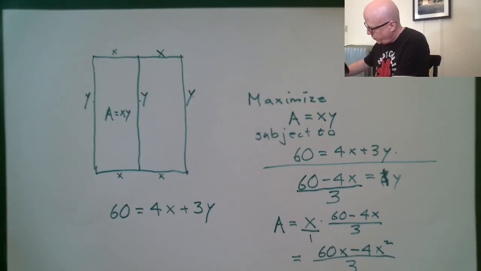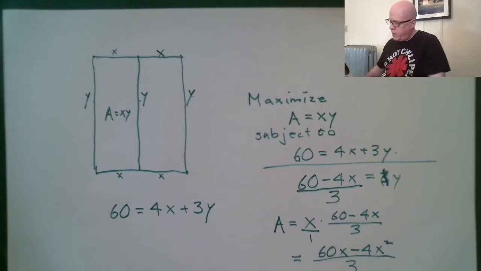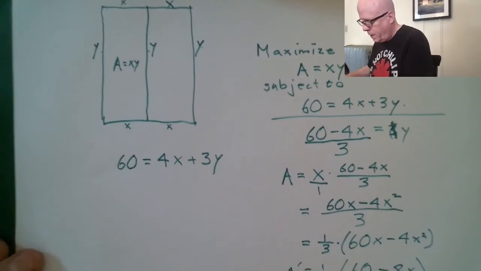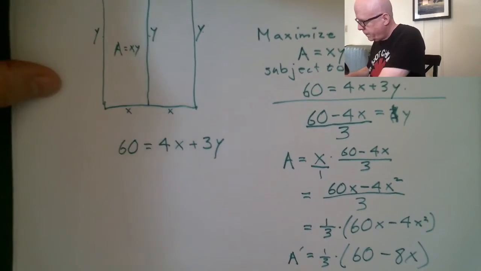Again, it has this 1/3 factor that comes along for the ride when you have a constant multiple. The derivative of 60x is 60, and the derivative of 4x squared is 8x. So where is that 0? Well, I'm kind of running out of space.